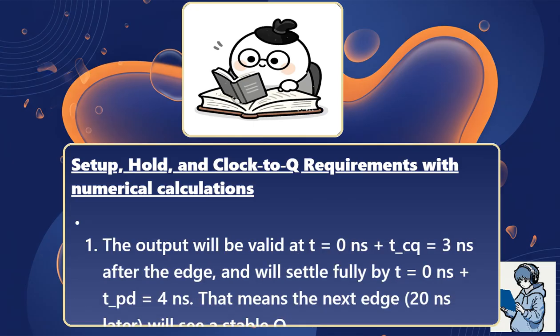3. The output will be valid at T equals 0 nanoseconds plus TCQ equals 3 nanoseconds after the edge, and will settle fully by T equals 0 nanoseconds plus TPD equals 4 nanoseconds. That means the next edge, 20 nanoseconds later, will see a stable Q.